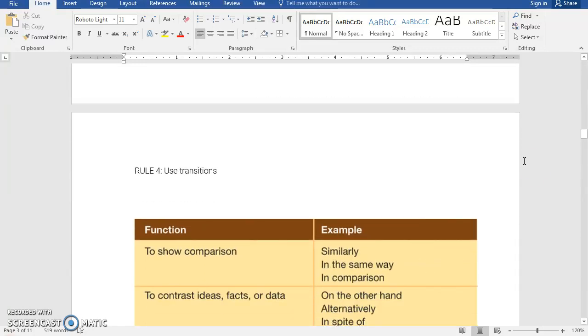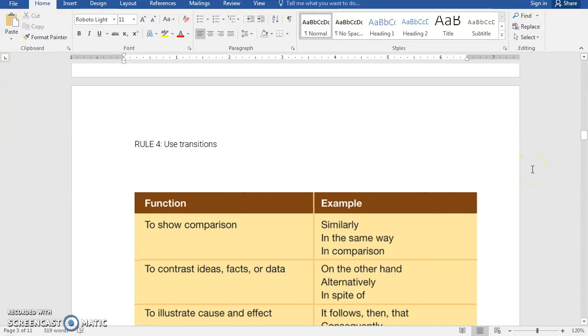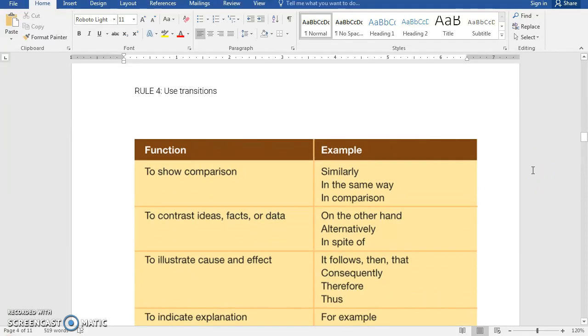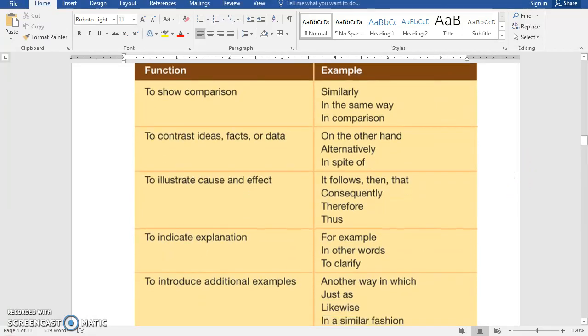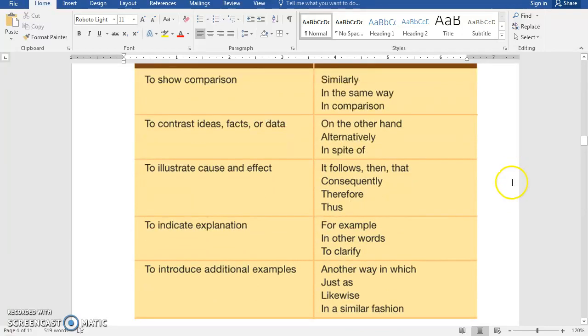Okay, rule 4 is use transitions, and you're probably good at this already, but I think it's helpful to think about what transitions do. So here are some examples of the function and then the transition itself. If you want to show contrast, you can look at on the other hand. If you want to illustrate, say it follows then, or consequently, or therefore. Thus is a little outdated.